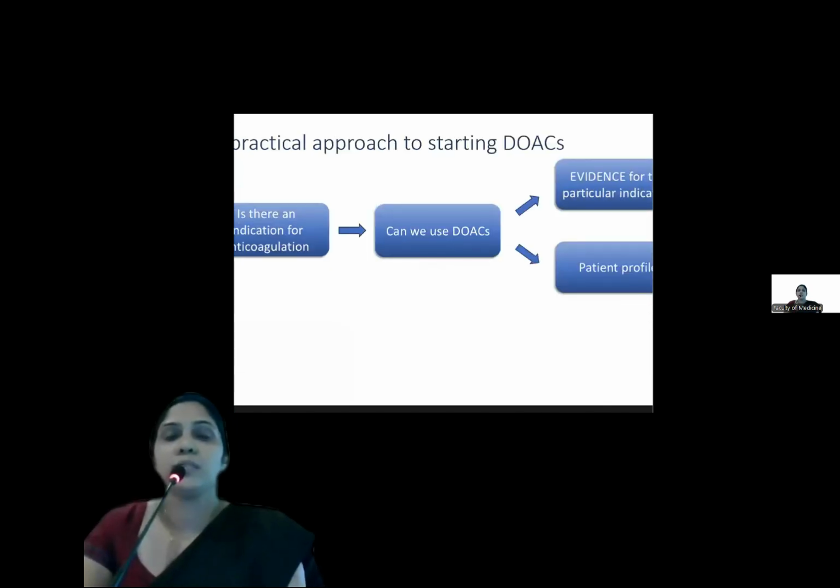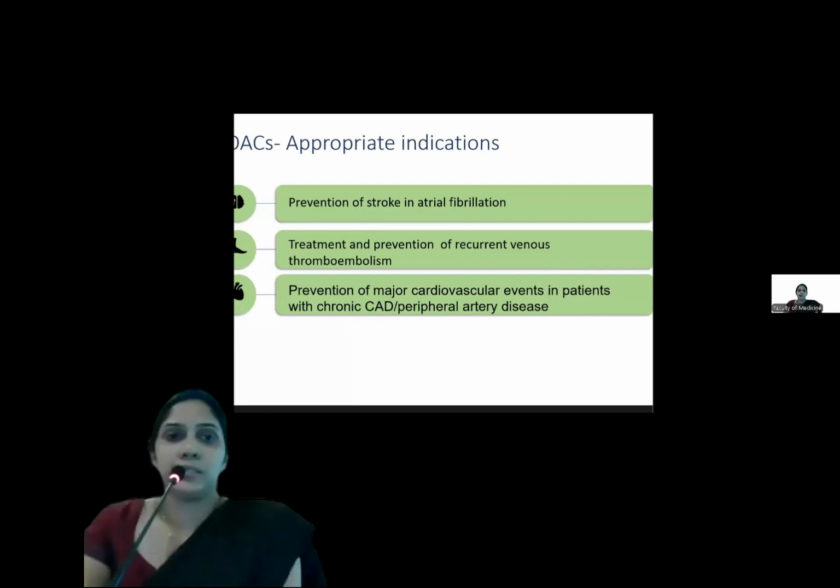Okay, so how do we start a patient on a drug? Once we identify that a particular patient has an indication for anticoagulation, we have to see whether that particular clinical indication is a scenario where we can use a DOAC. That depends on current evidence and the patient's profile. In current medical practice, there are basically three main clinical indications to use DOACs, which are backed by very strong recommendations and trial evidence. Those are the prevention of stroke in atrial fibrillation, treatment and prevention of recurrent venous thromboembolism, and prevention of major cardiovascular events in patients with coronary artery disease and peripheral arterial disease.